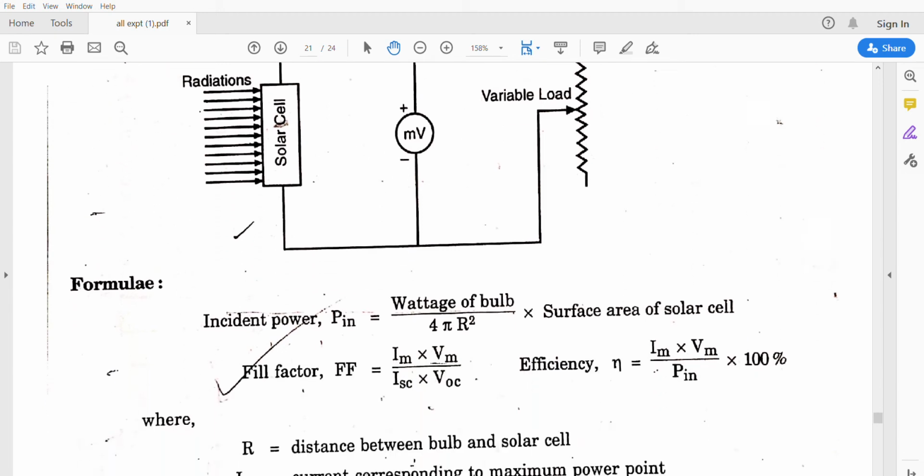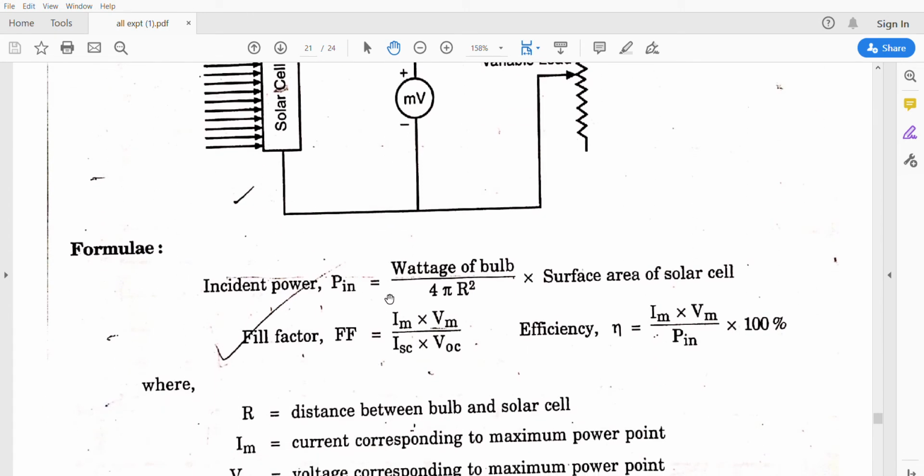So we'll see the main formulas here. We need to understand the incident power. Pin is equal to the wattage of the bulb upon 4 pi r square, into the surface area of the solar cell. The fill factor is equal to Im into Vm upon Isc into Voc.